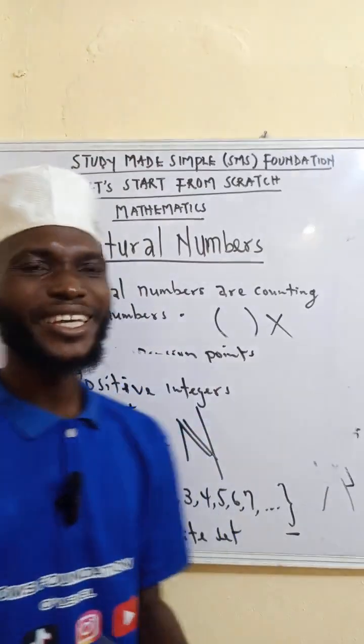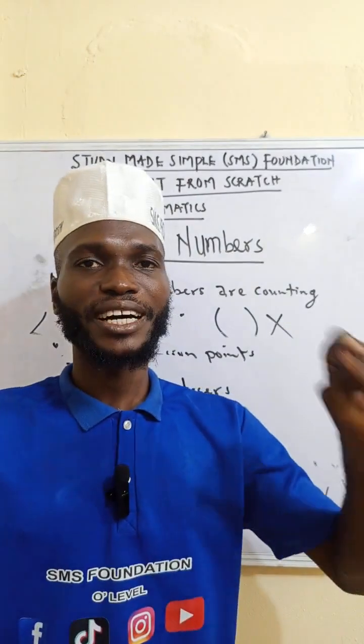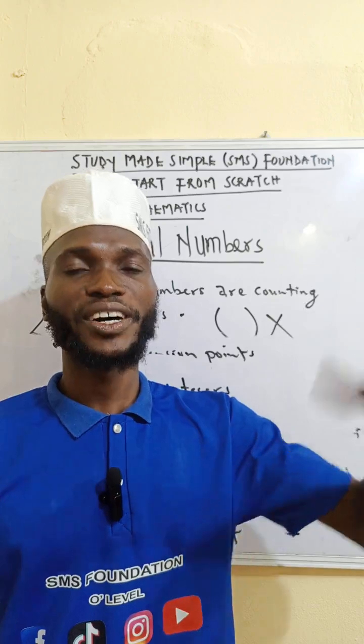So you can see a lot of things are to be learned. So again, natural numbers are counting numbers. Example, 1, 2, 3, 4, 5, 6, and so on.